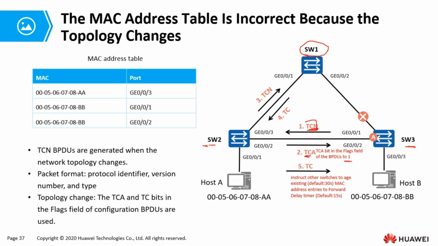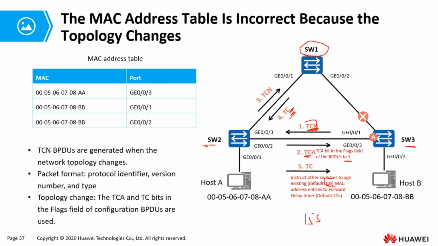So what happens? The root bridge will send the TC, setting the TC bit in the flag of the configuration BPDU to 1, to instruct all the downstream switches to change the aging time of their MAC address table from 300 seconds to the forward delay value. That means changing from 300 seconds to the forward delay, which is 15 seconds.